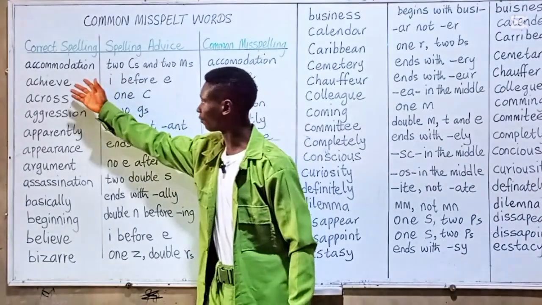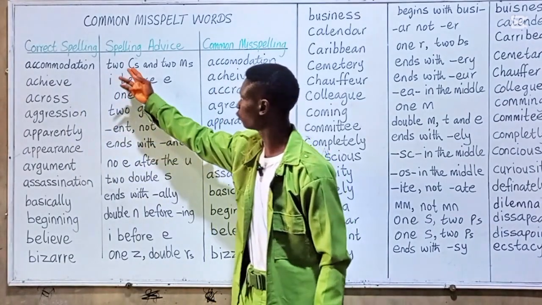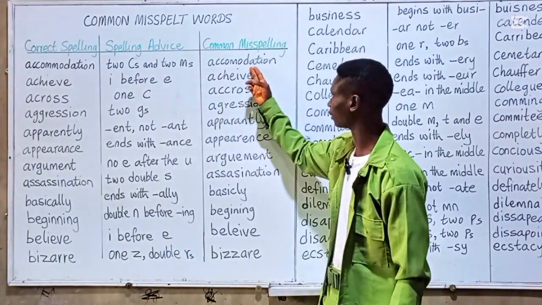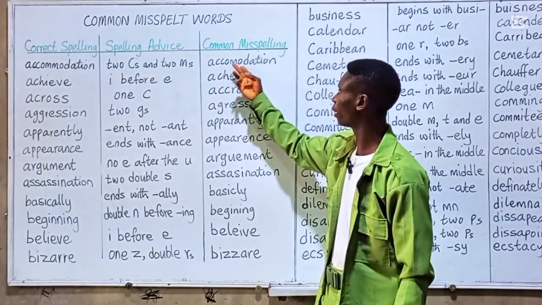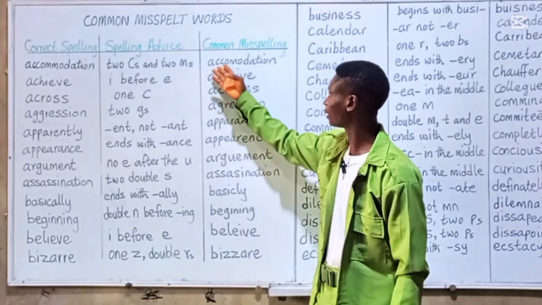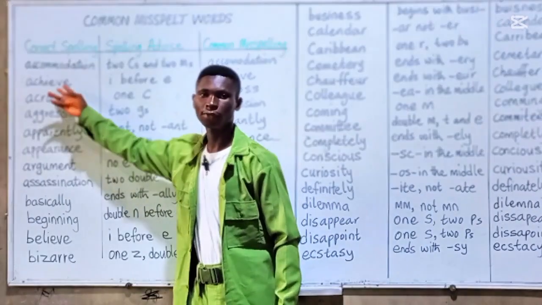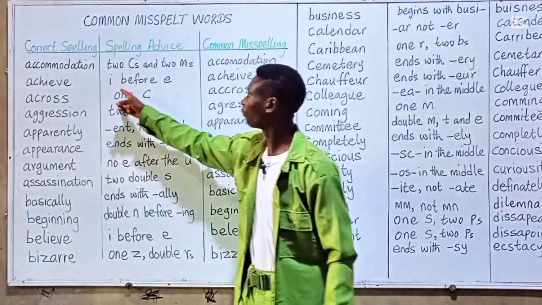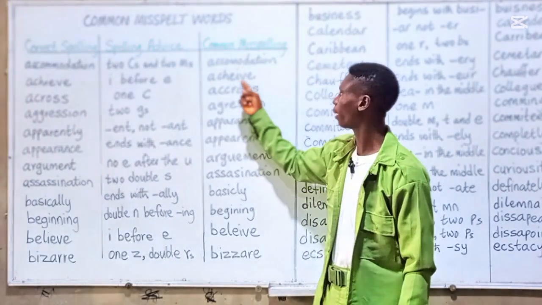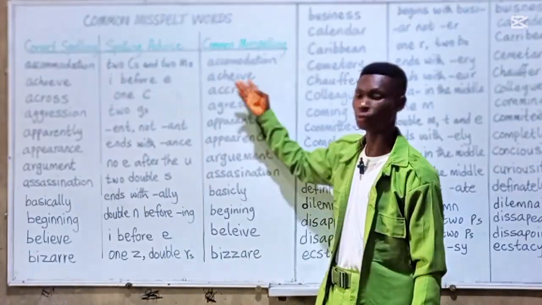So the first word we have here is accommodation. In the word accommodation, we have two C's and two M's. So if you have something like this with two C's but one M, it is wrong spelling. Accommodation is spelled with two C's and two M's. Next one is achieve. In the word achieve, we have letter I before E. So if it is organized this way, it is incorrect. It is not E before I. Though it looks like it, it is wrong.